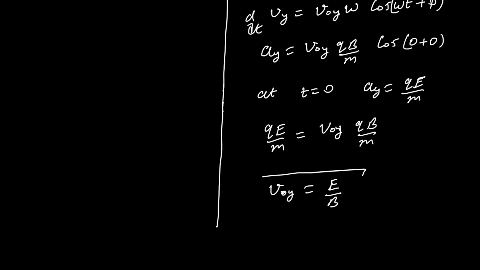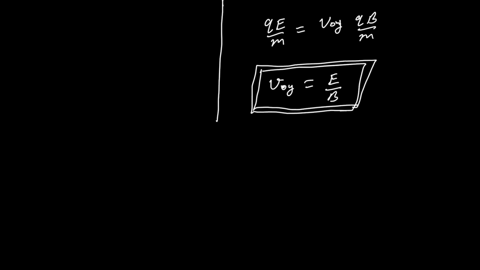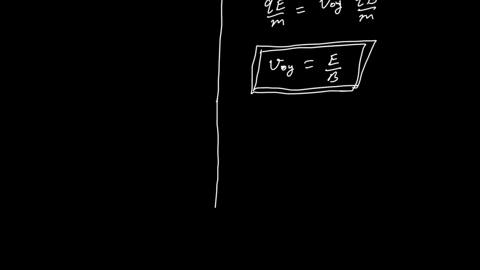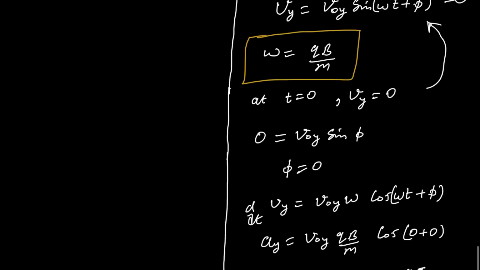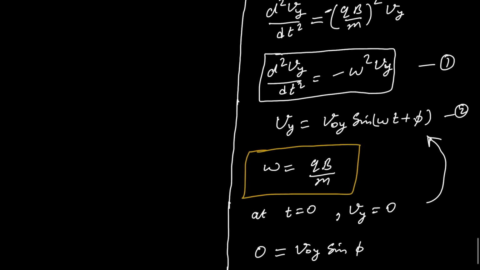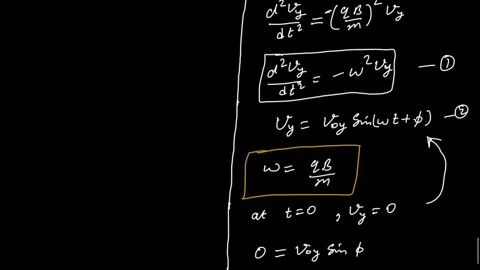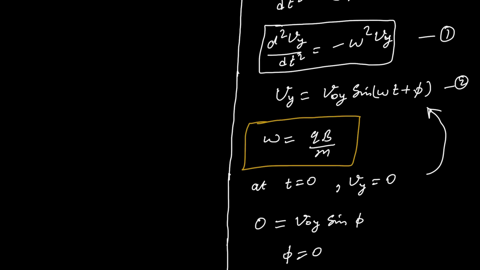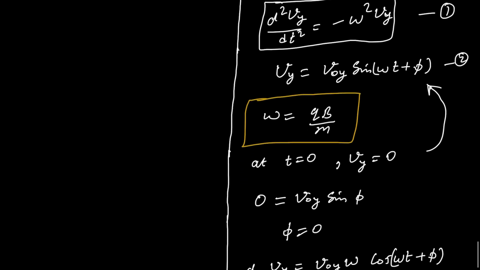Now this is also a very important relation. As we got V naught y, what I can write now is the equation of SHM, that is Vy is equal to V naught y sine(omega t plus phi), keeping phi equal to 0, that we have already found out, and the value of V naught y we have just found out.